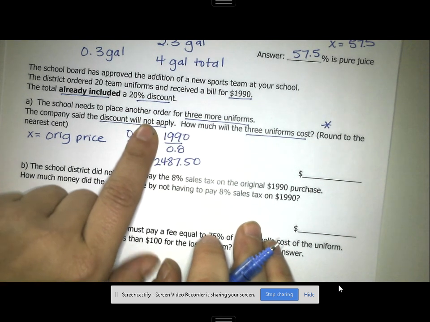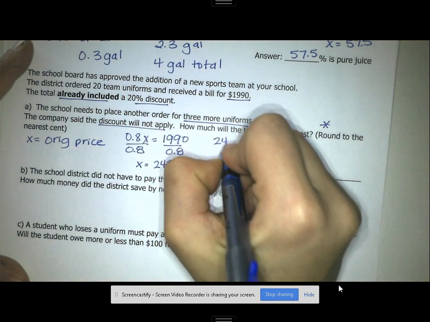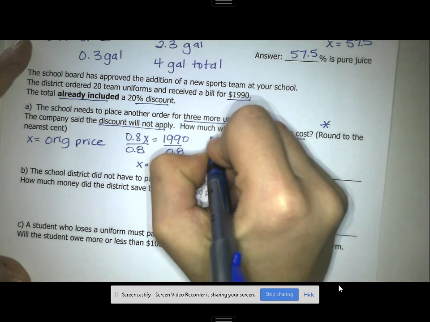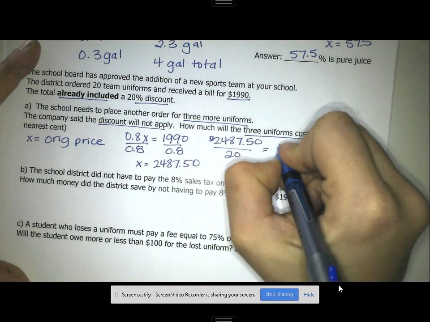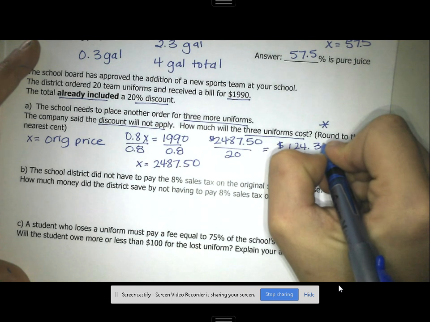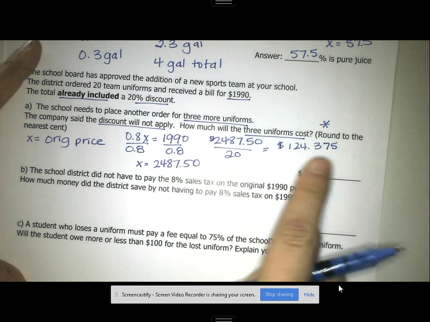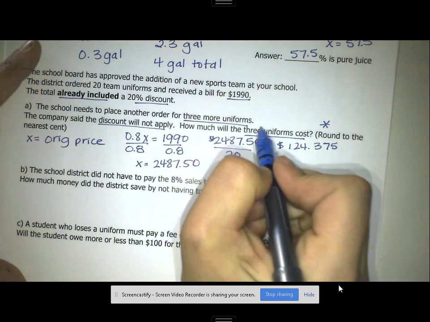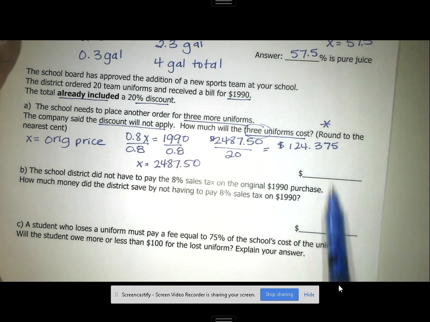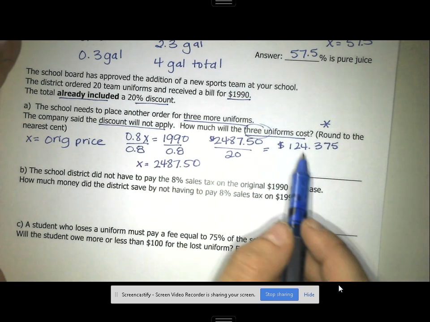So that's the price if they did not receive the 20% discount, which is useful for us because they're not going to receive the discount this time. This was for 20 uniforms. So let's take this amount and divide it by 20 to find out what the unit price for a uniform is. And you would get $124.375. Now, I'm not going to round this to the nearest cent because I'm not done with my problem, because that's how much one uniform would cost, but I want 3 uniforms. You don't want to round too early because sometimes your answer, if you round too early, is going to be off at the end by 1 or 2 pennies. So you round at the last step.